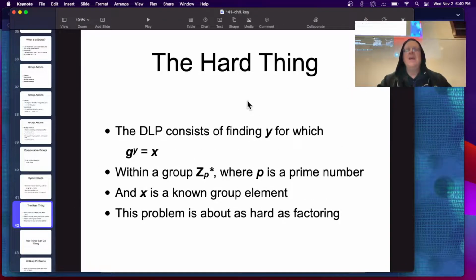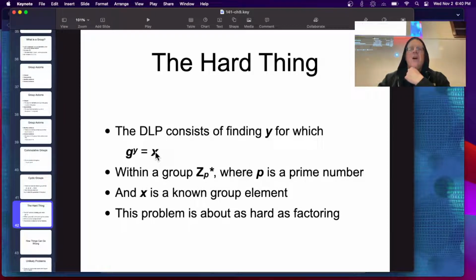And so now we can define the hard thing. The hard thing is if I take the generator to the y and I get x, and you know x, finding y is the hard problem. And this is analogous to factoring. So that's the problem. So that's the issue here.